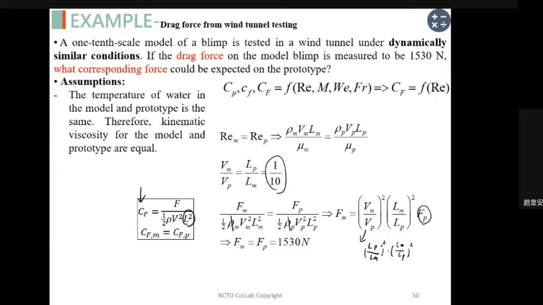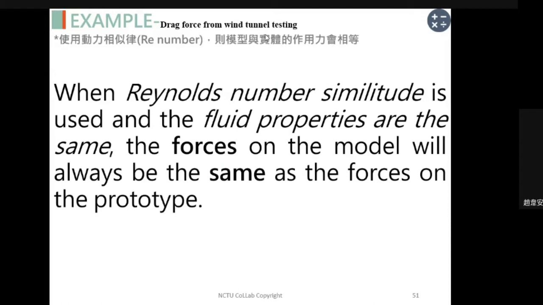Notice that this is very interesting. They cancel out and finally equal the ratio 1. So that means for these problems, the force in the model and the force in the prototype are always the same. The slide summarizes the idea: when Reynolds number similitude is used, and the fluid properties are the same.